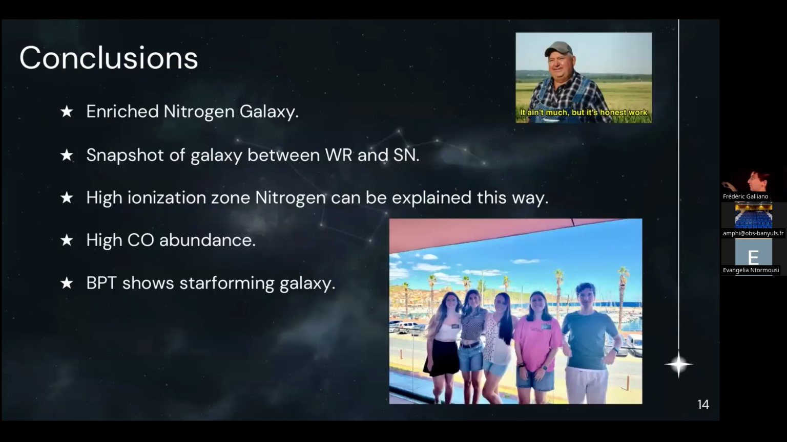So these are the different conclusions we arrived at, and if you have any questions, we are more than happy to answer them. Questions?